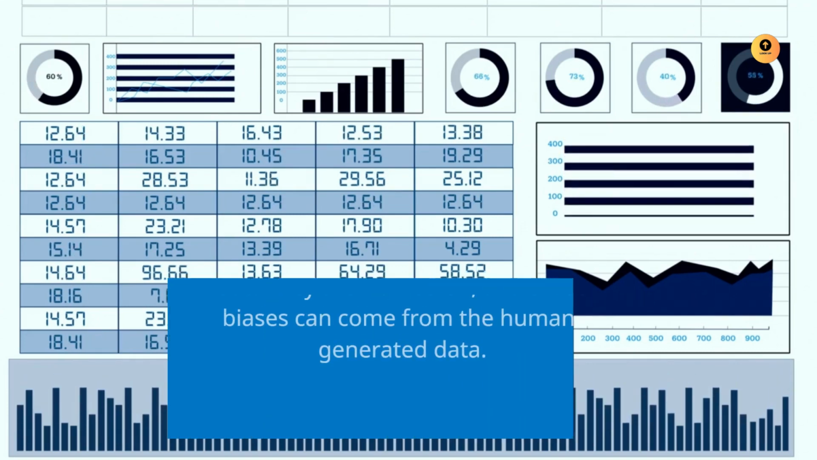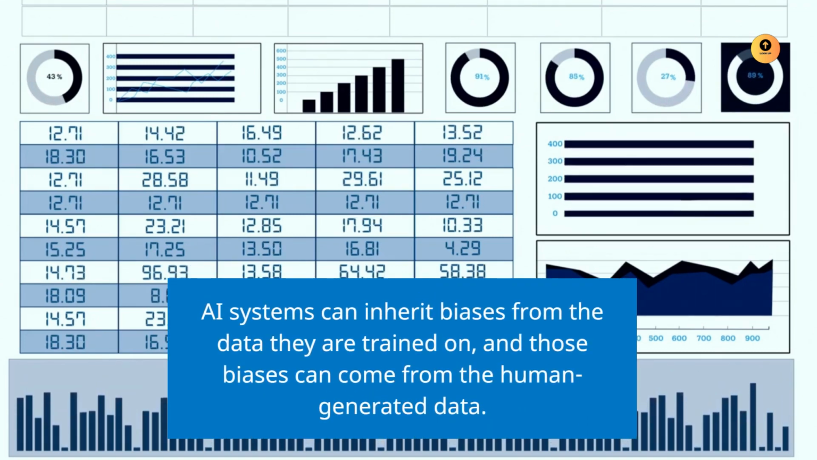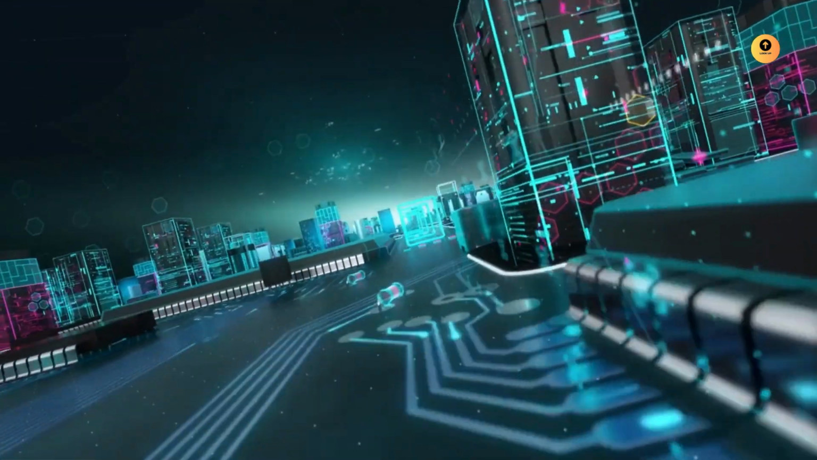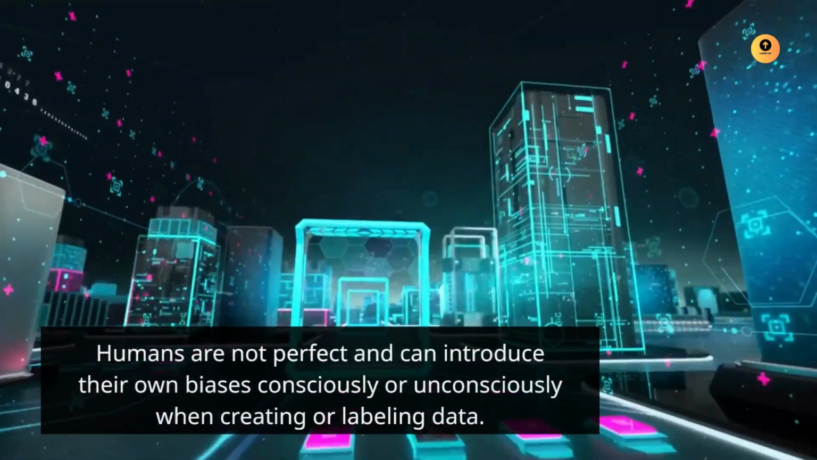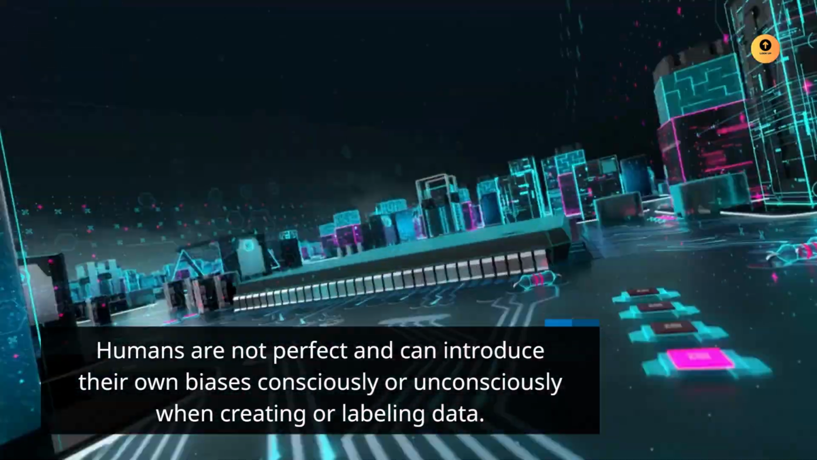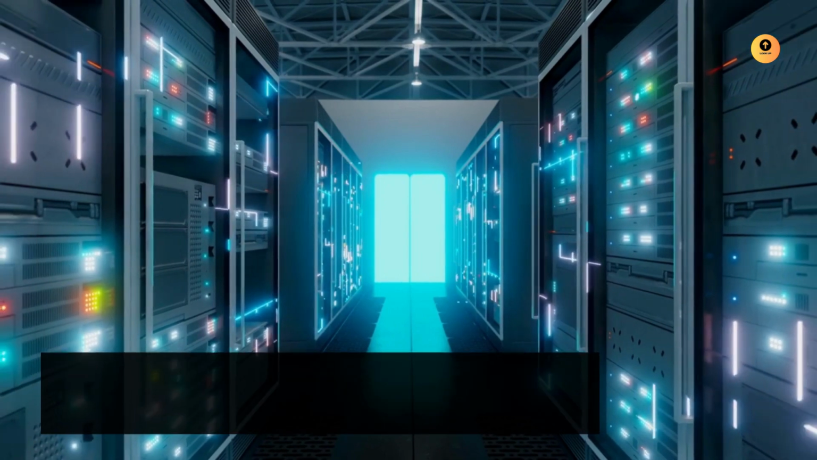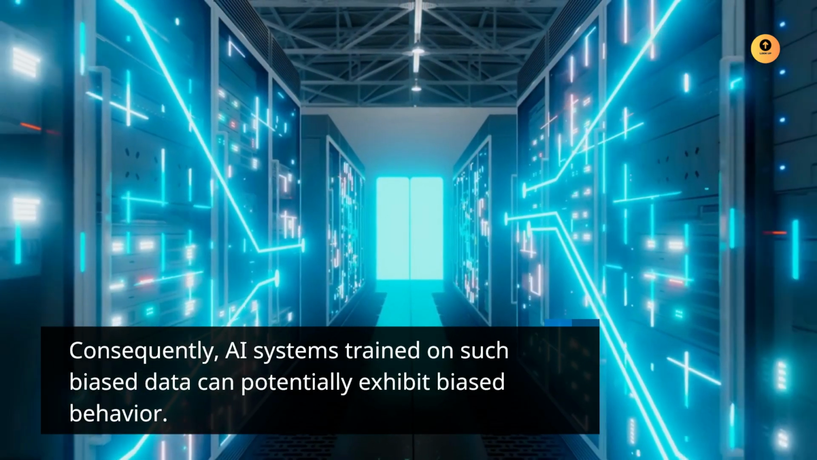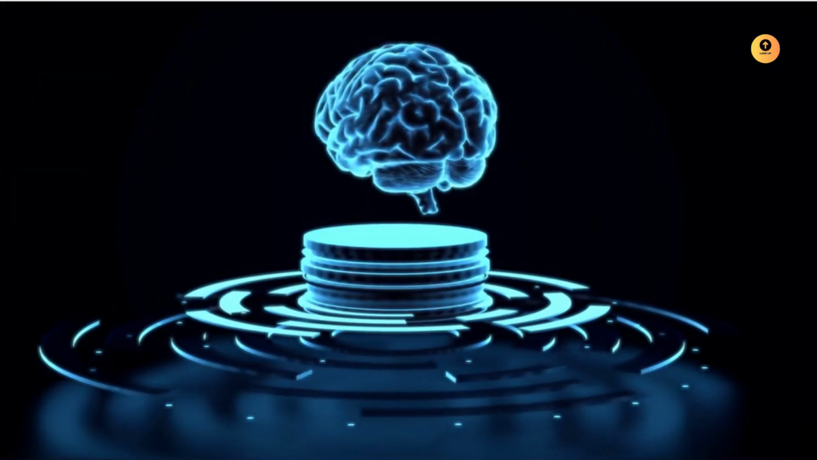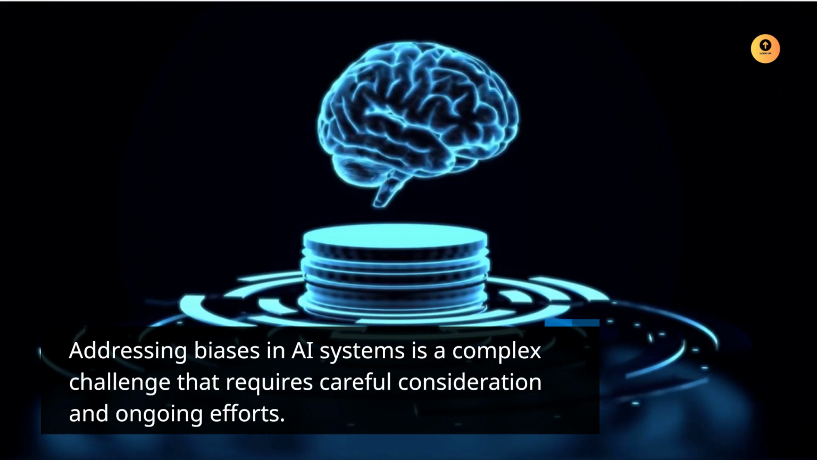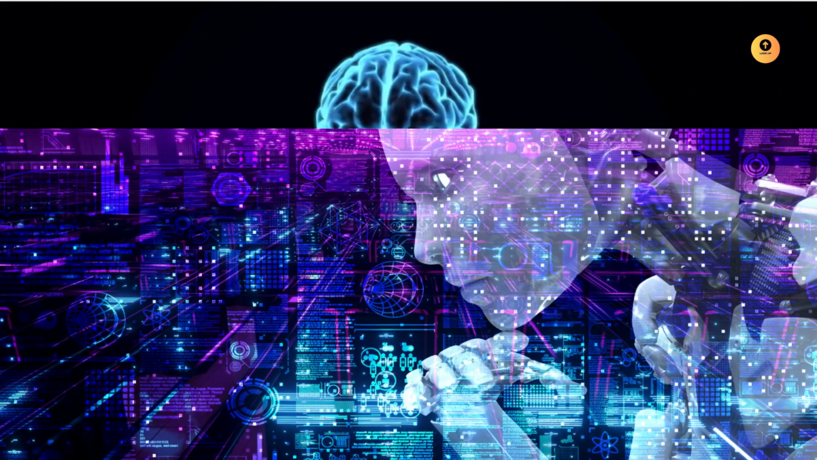AI systems can inherit biases from the data they are trained on, and those biases can come from human-generated data. Humans are not perfect and can introduce their own biases consciously or unconsciously when creating or labeling data. Consequently, AI systems trained on such biased data can potentially exhibit biased behavior. Addressing biases in AI systems is a complex challenge that requires careful consideration and ongoing efforts.